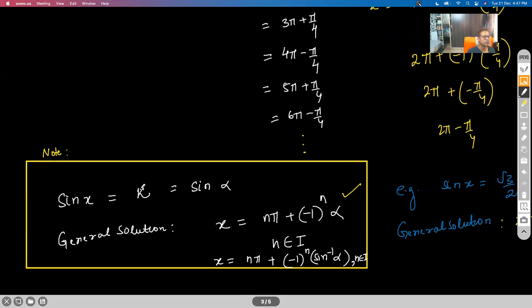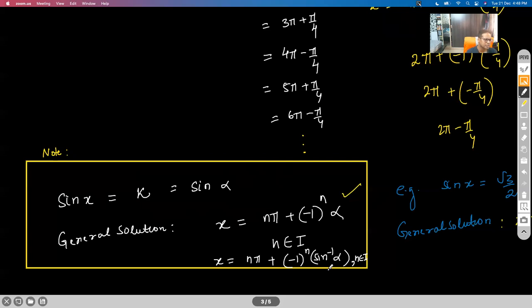For example, if I give you something like 1 by 6. Normally in our day-to-day dealing with trigonometry, we don't know any angle for which sine gives you 1 by 6. For that, probably we'll have to refer to the log book or log table, or use a calculator, which is anyways not allowed. So in those cases, you can leave your answer like this, n pi plus minus 1 to the power n sine inverse 1 by 6.